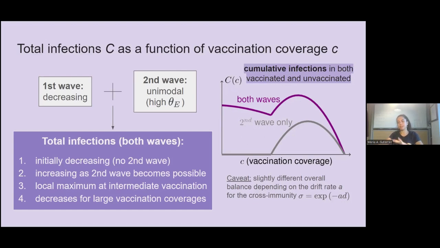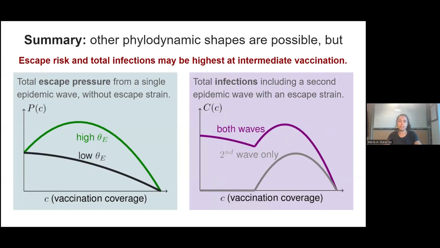And yeah, there are caveats: obviously you can get slightly different things if you tune the parameters differently, but I want you to think of this as a proof of concept that it might actually be true, in a mechanistic form, that we get more overall infections as a result of the escape pressure generated from vaccines at some vaccination coverages. So to summarize, yes, it might be true that escape risk and the number of total infections might be highest at intermediate vaccination coverages.